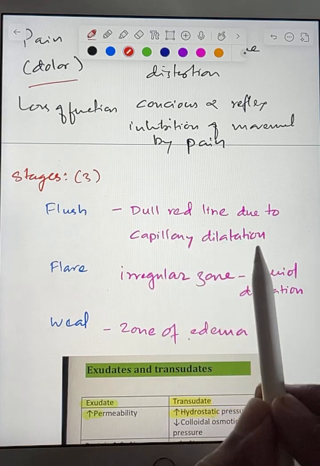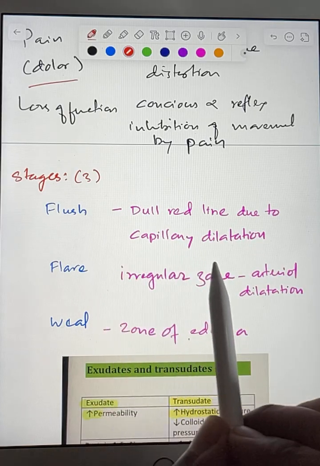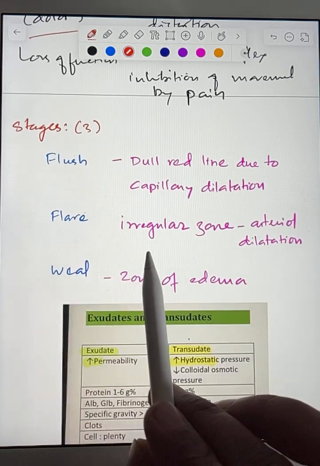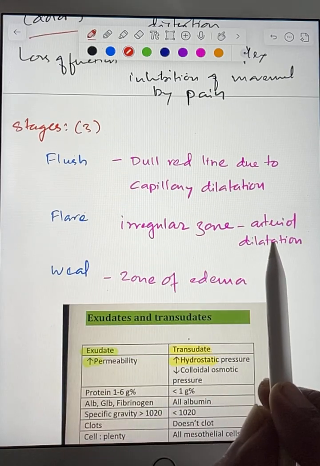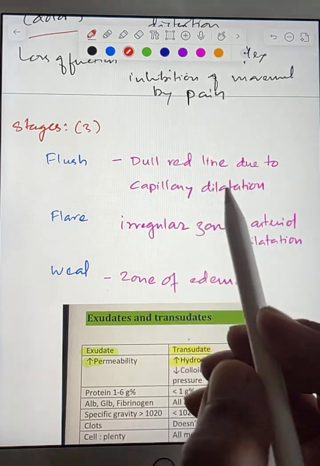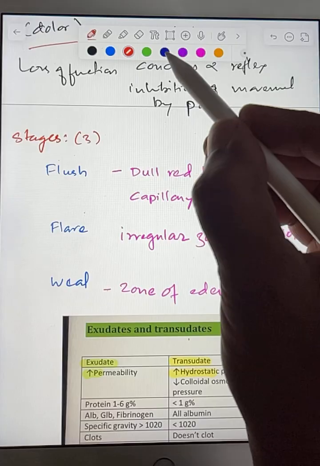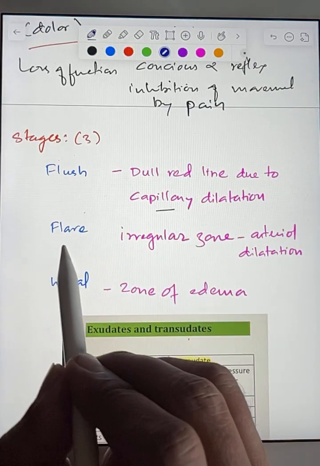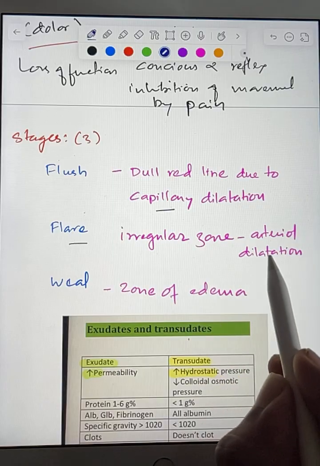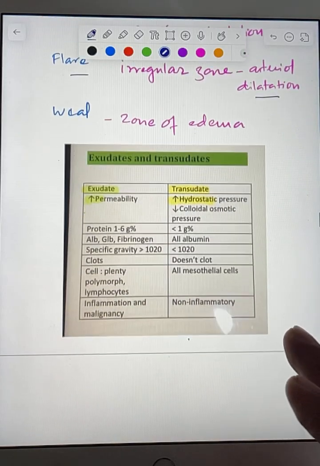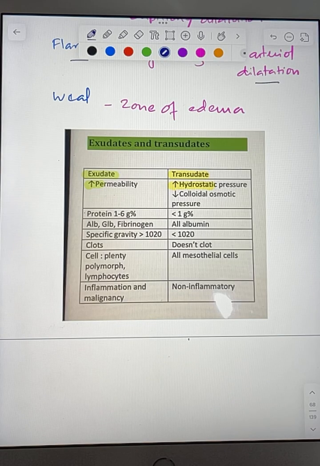Flush is a dull red line due to capillary dilatation. The initial phase is because of capillary dilatation. There is a white flare, an irregular zone, from arterial dilatation. So first is capillary dilatation, which causes the flush, and flare means an irregular zone when there is arterial dilatation. Wheal is when there is edema.